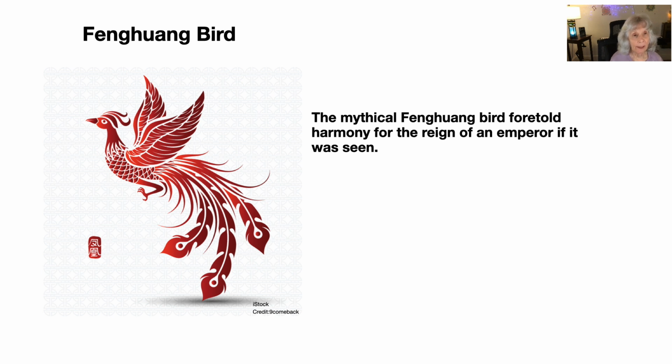Ancient Chinese writings recorded that in 2697 BCE, the emperor sent the scholar Linglun to a sacred mountain to create a bamboo flute that would imitate the sound of the mythical Feng Huang bird. This bird symbolized harmony for the reign of the emperor if it was seen. However, no flute has been found to match the story.